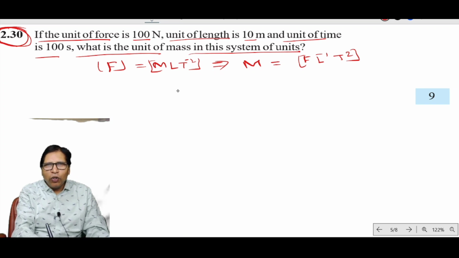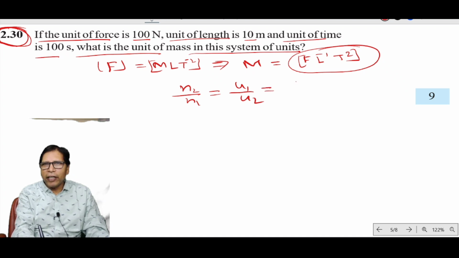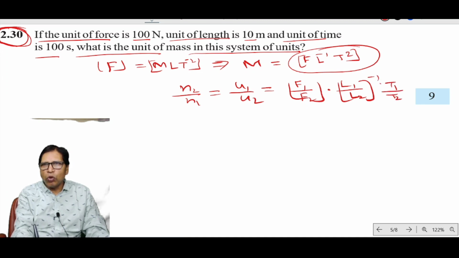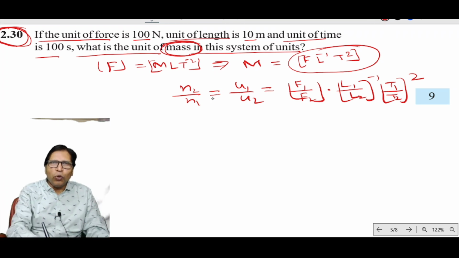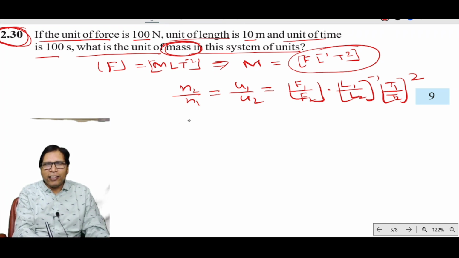Now N2 by N1 is U1 by U2. Now this is the dimension of the physical quantity, so you can write F1 by F2 into L1 by L2 to the power minus 1, and T1 by T2 to the power 2. Now we have to calculate the value of mass in the new system. Suppose this is 1 kg, so N1 is 1 kg.